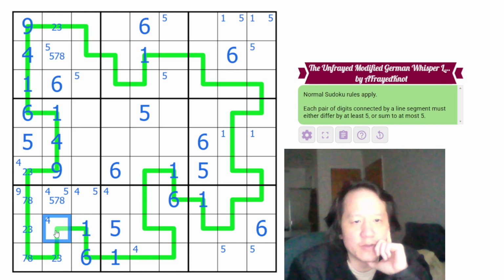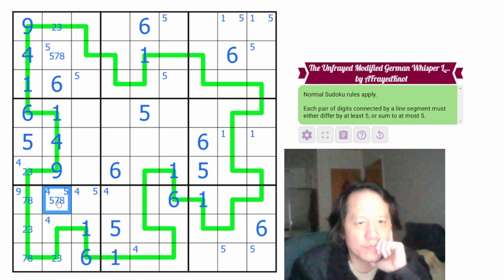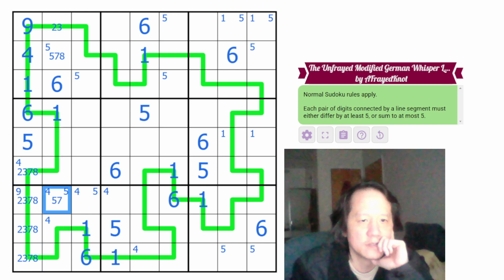this would have to be what? That doesn't work, right? This would be 5. This would be 7, 8, but this wouldn't work. So this could not be 4 and 9 in that instance. So this could not be 4 and 9.